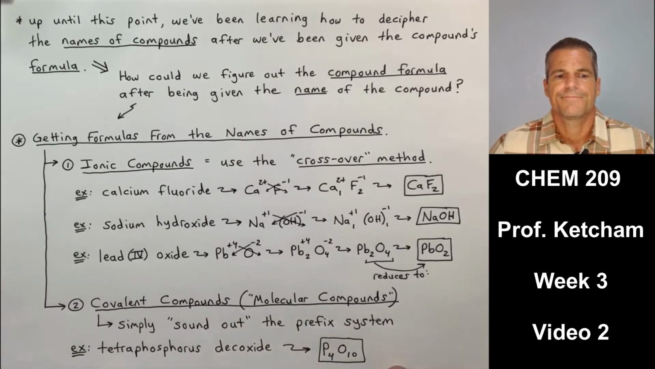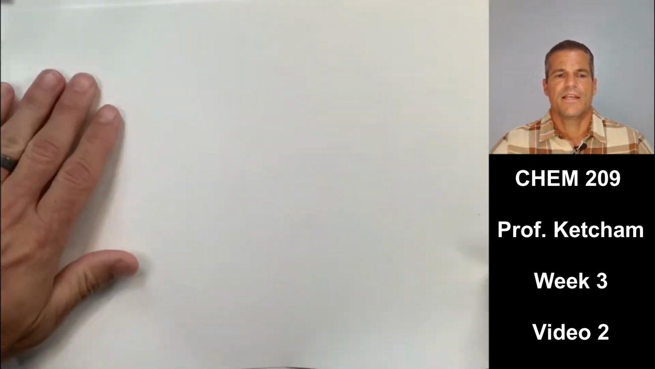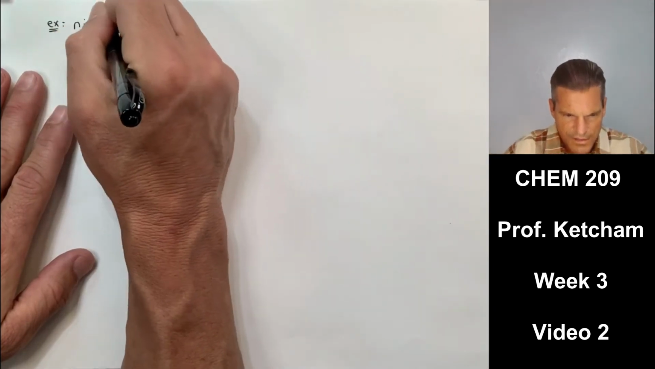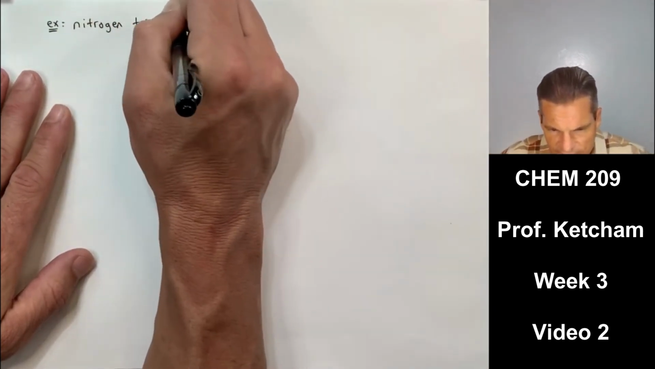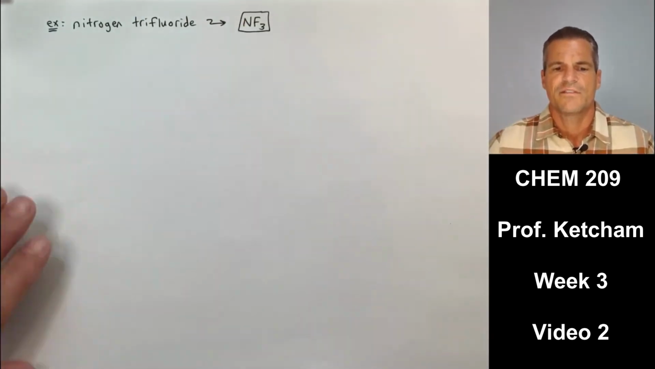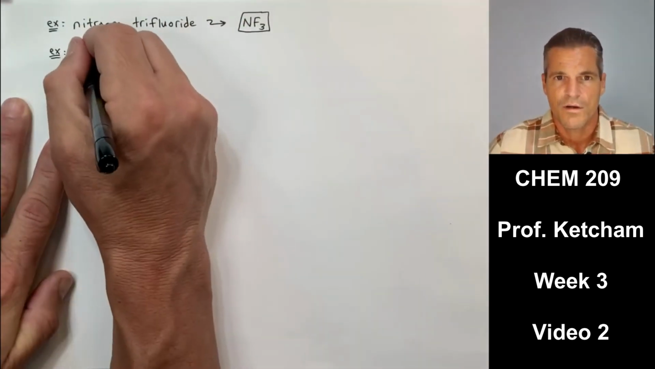So, as an example down there, it's hard for me to see here. It says tetraphosphorus decaoxide. Is that what it says? Tetraphosphorus decaoxide, that would be P4O10.